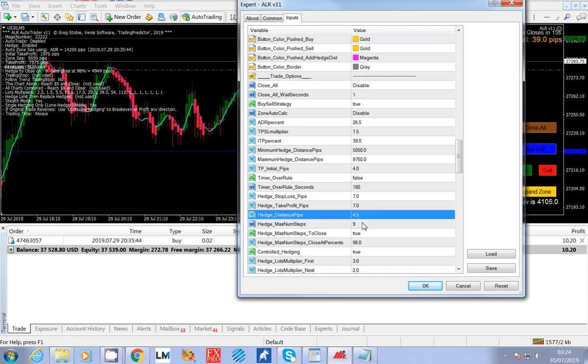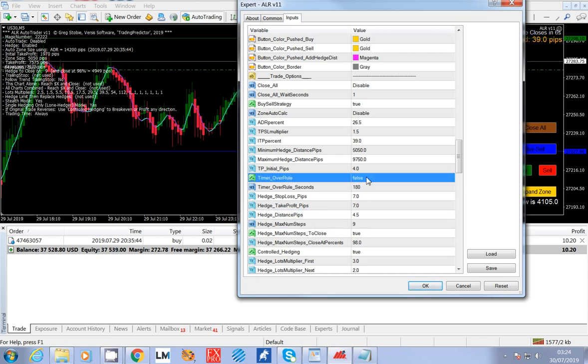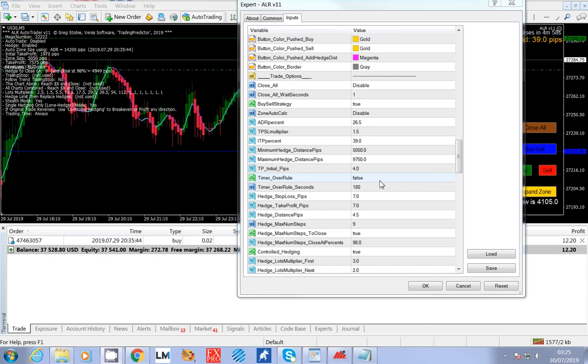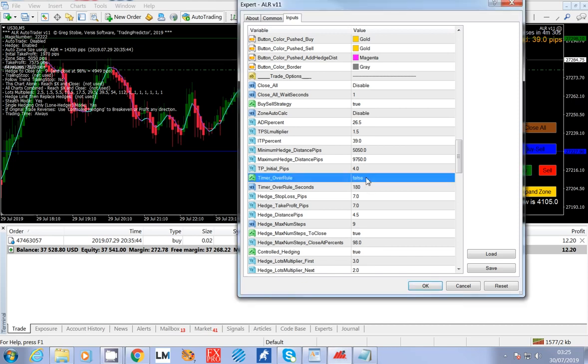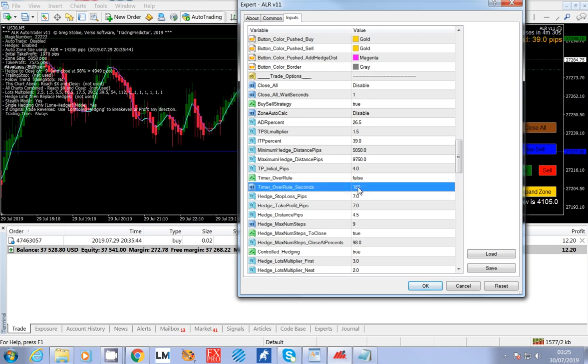Oh, I missed this one out. Timer overrule. This is never actually used because I put it in just in case a trade was opened and closed too quickly, because some brokers don't like trades being opened and closed too quickly. They see it as scalping and might close your account. So in case that might happen, not that it does, we wouldn't be affected by it, because if you set this setting to true, then it would never close a trade or an order under 180 seconds. So 3 minutes would be the minimum time it would close a trade.